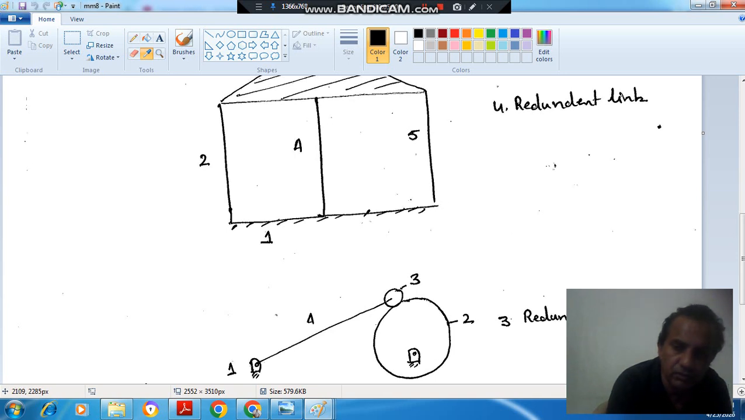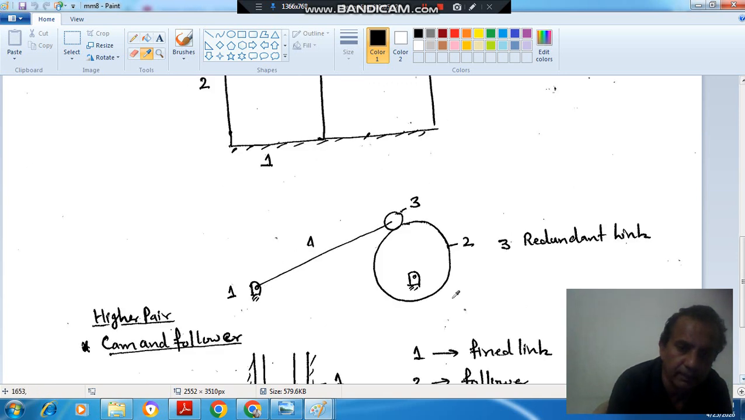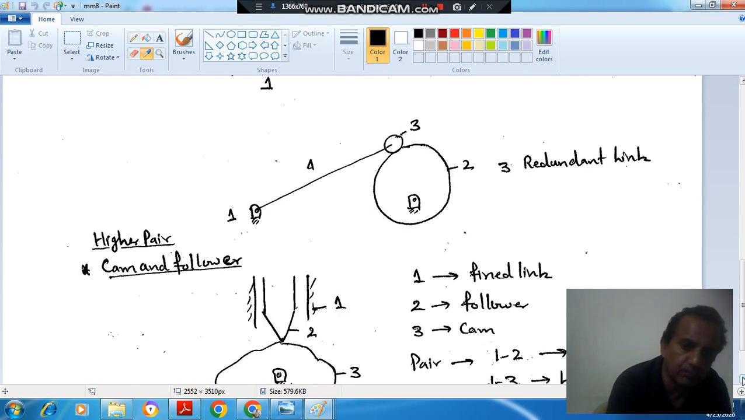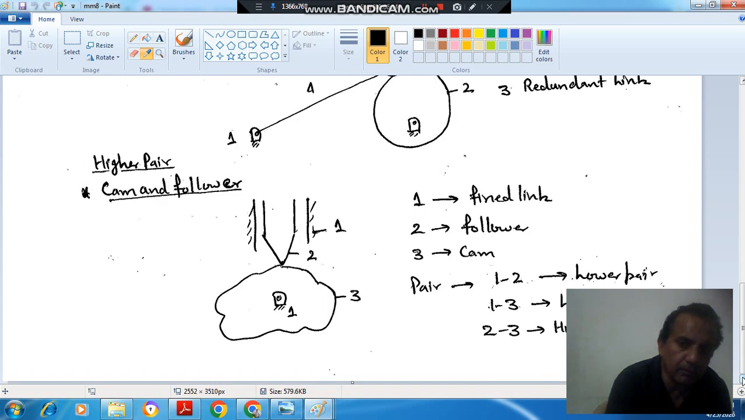degree of freedom. Similarly, here if we take this type of linkage, then 3 and 4 do not have any relative motion with respect to each other. So 3 can be considered as a redundant link, so it should not be counted to find out degree of freedom. Okay. So up to now we have considered all the lower pairs. Now we will consider higher pairs.